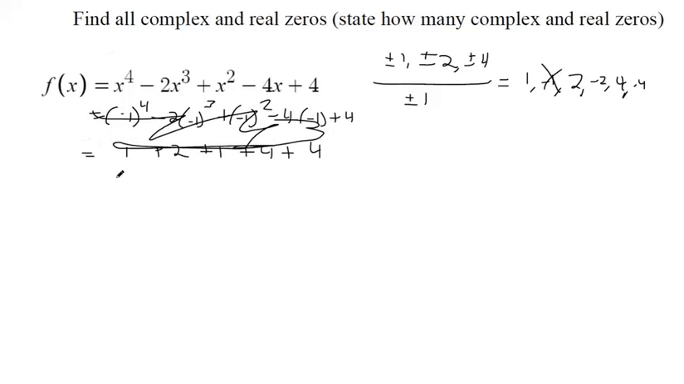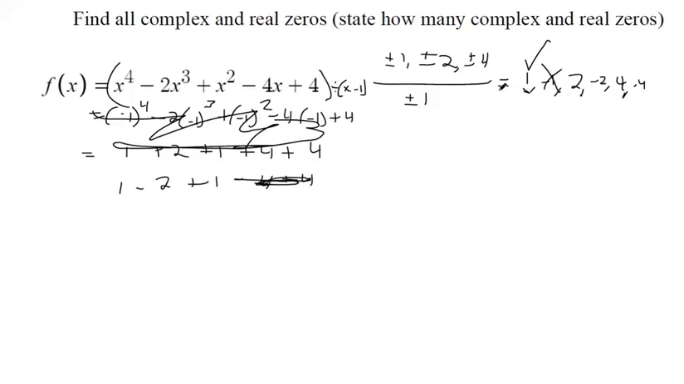If I plug in positive 1 for x, I get 1 minus 2 plus 1 minus 4 plus 4. Minus 4 and plus 4 makes 0. The 1 minus 2 makes negative 1. Negative 1 plus 1 makes 0. So positive 1 works. What that means is that this can be divided by x minus 1.